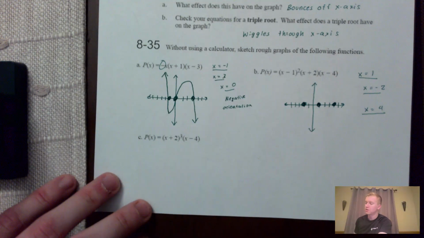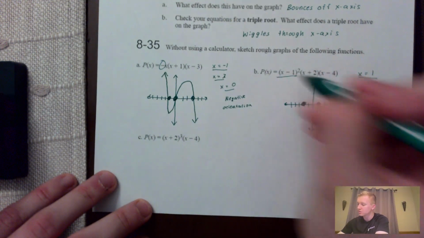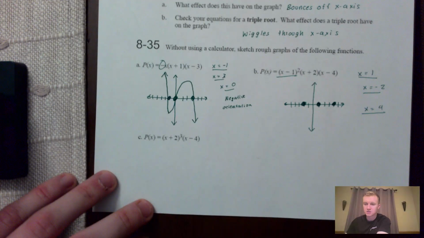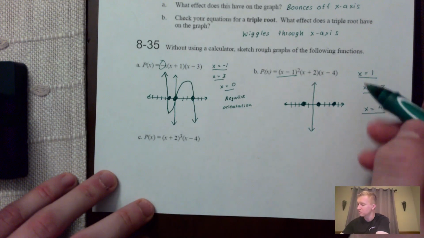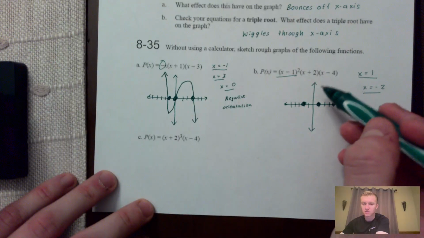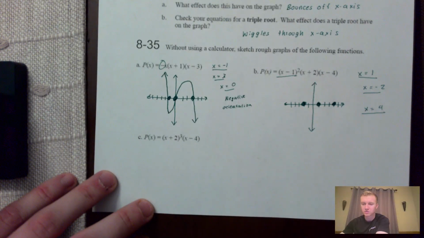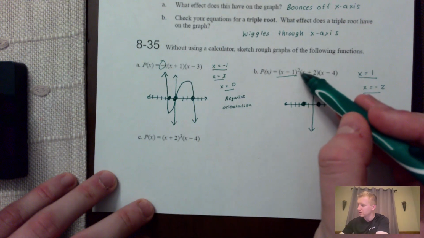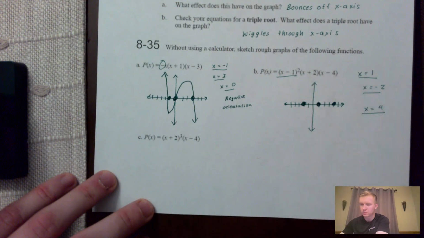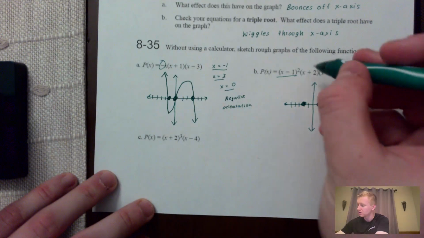Now what you're going to notice is with that (x minus 1) squared, in this case it's going to be a double root. So you're going to have to bounce it off. So again, right at that value of 1, it's going to bounce off somewhere. And we're going to determine that here in a second. The next thing we need to talk about is what degree it is. So in this case, there are 4 factors.